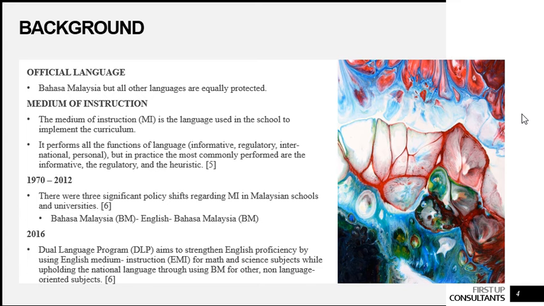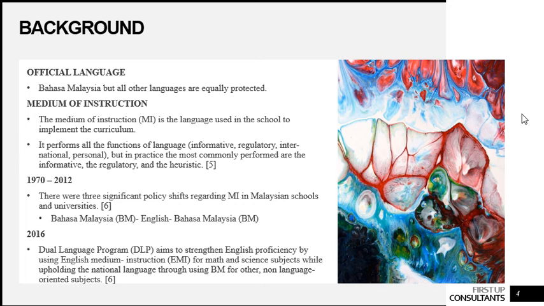If we look at the history, there were three significant policy shifts regarding MI in Malaysian schools and universities. Number 1, they implemented Bahasa Malaysia as the medium of instruction, and then the government decided to change to English as a medium of instruction, such as PPSMI, and then it switched back to Bahasa Malaysia because of the low performance of the students in schools.